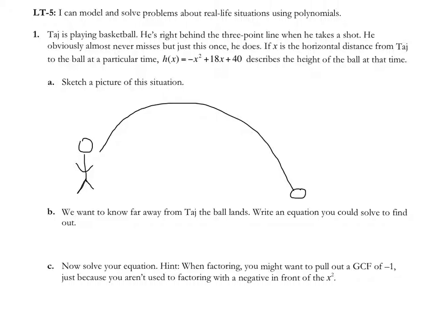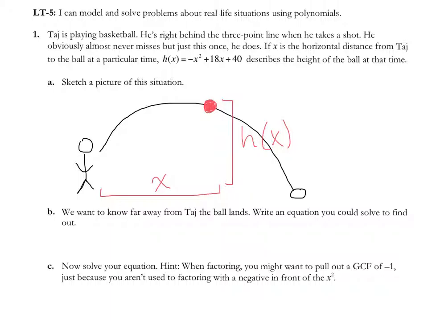Now we're told that x describes the horizontal distance from Taj to the ball at a particular time, and h of x describes the height of the ball at that time. So imagine that the ball is up here at a given point in time. x is this horizontal distance away from Taj, and h of x describes the height of the ball at that time.